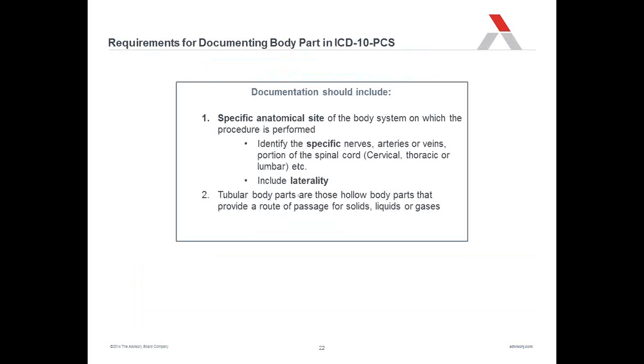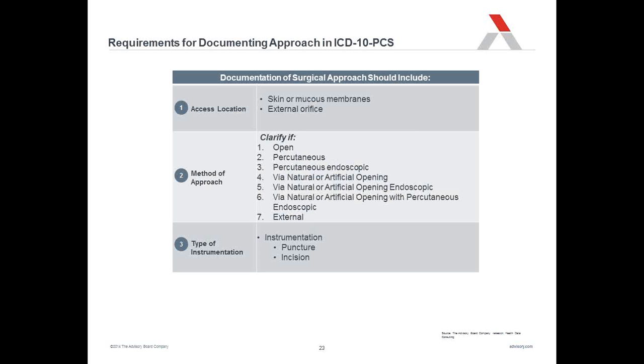There's also a requirement for documenting body part in ICD-10 PCS, and now we have the ability to capture much more specific areas of body parts. So remember to document the specific anatomical site of the body system on which the procedure is performed, and then identify any other smaller areas such as nerves, arteries, veins, or portion of the spinal cord that is also being included in the procedure, and make sure to include laterality if it is appropriate.